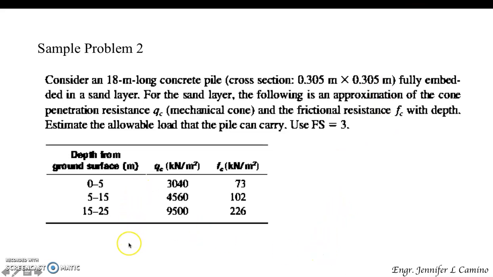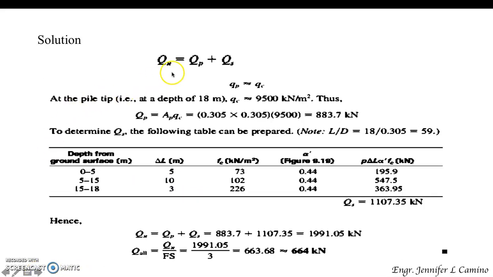For this one, we're given the depth from the ground surface, we have Q sub C and our F sub C. And therefore, to get our Q sub U, of course, that is equal to Q sub P plus Q sub S. And our small Q sub P is approximately equal to Q sub C. And that is equal to, at the pile tip at the depth of 18 meters, Q sub C equal to 9,500 kilonewton per meter squared.